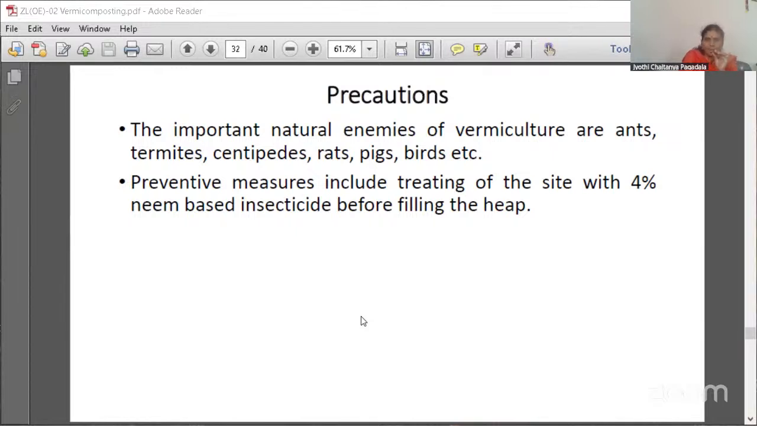We already discussed this point during the preparation of the beds. We have to employ neem cake to avoid all these insecticide-like infection.